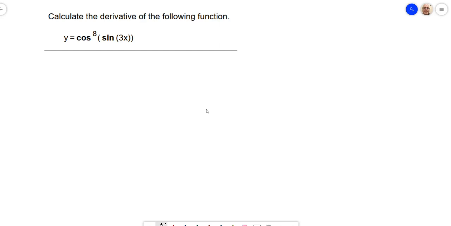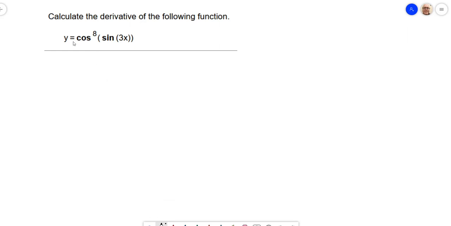Everybody, this is Mr. Beckstrom, and today I'm going to take a look at an example from section 3.7. This is number 14, and this is a problem where it looks like we're going to have to apply the chain rule a few times. So let's go ahead and get started.